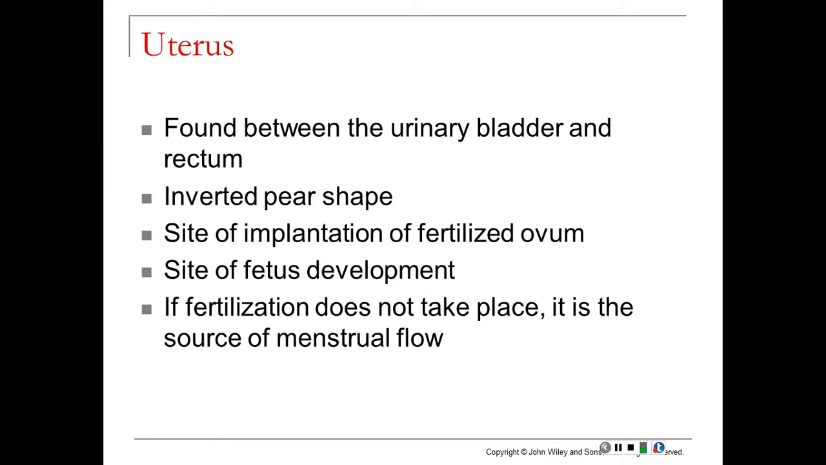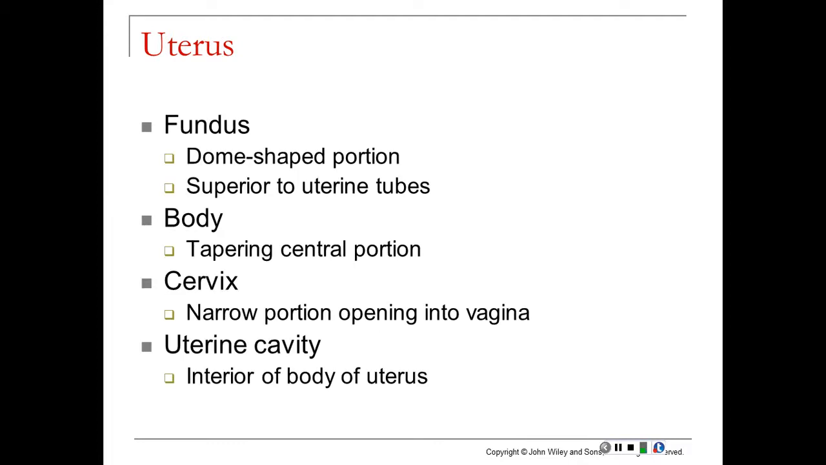The uterus itself is found between the bladder and the rectum. It's kind of an inverted pear shape. It's the site of implantation for the fertilized egg. It's the site of fetal development. If fertilization does not occur, it's also the source of the menstrual flow.